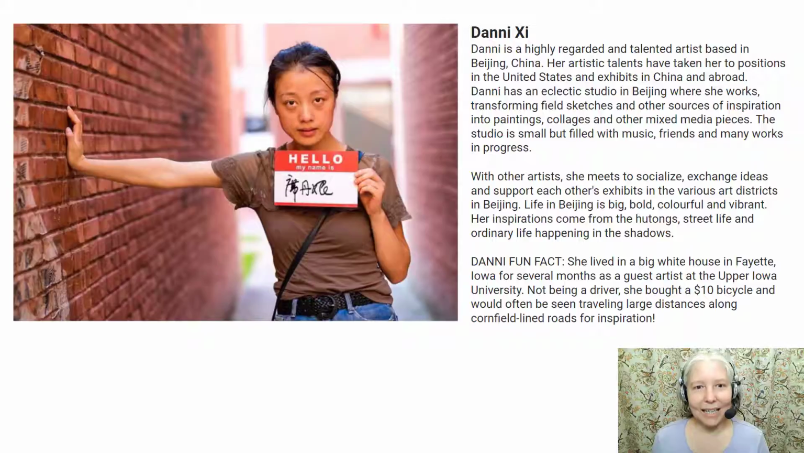This is Danny Z, and she likes to photograph street life and ordinary life happening in the shadows. And I think that is really emphasized by her photo. It's kind of a plain alley. I like her pose. I like the way it's blurred out in the background. I like the perspective.